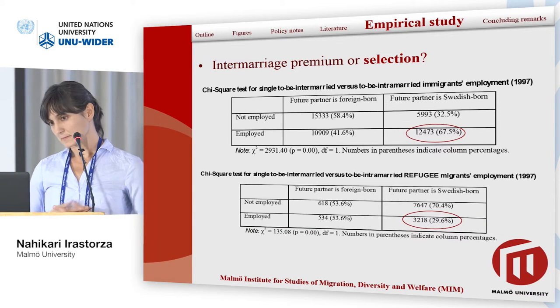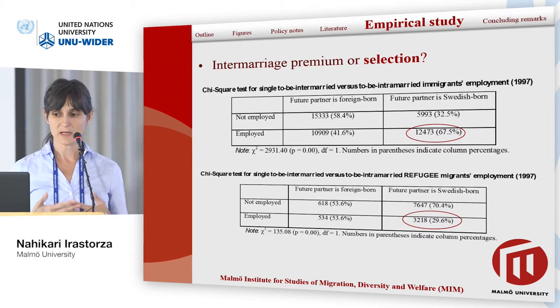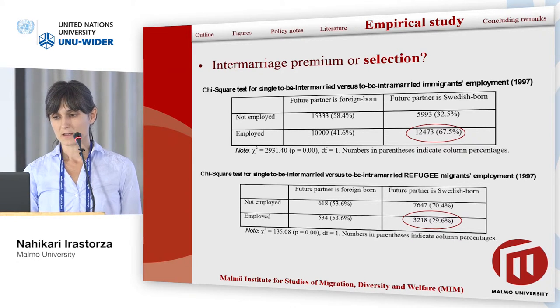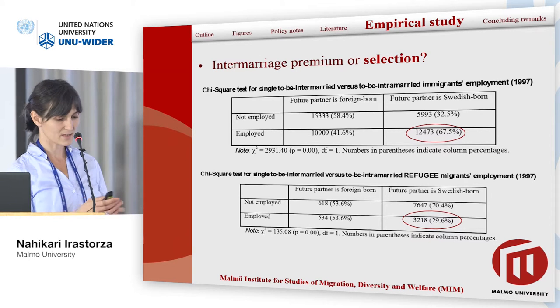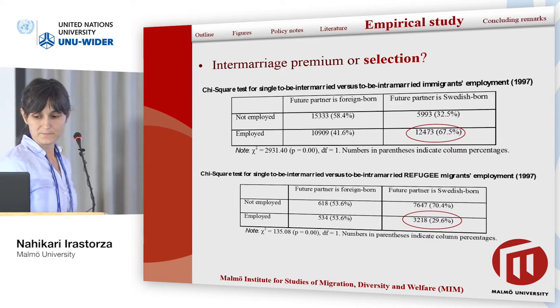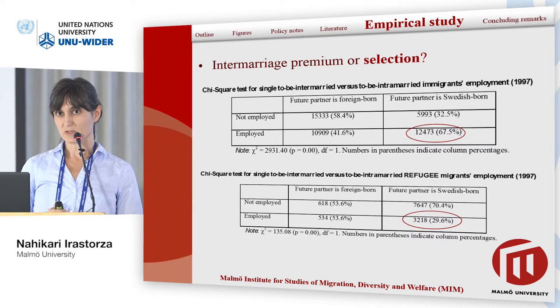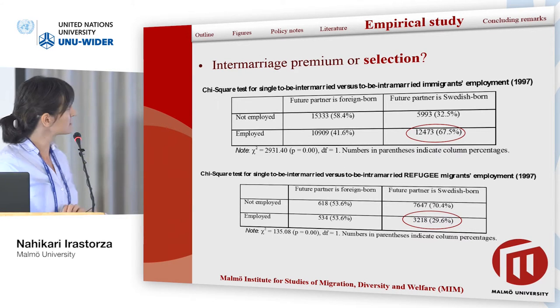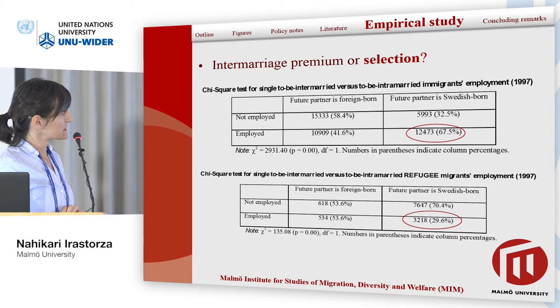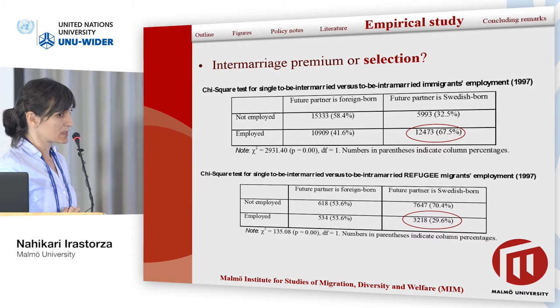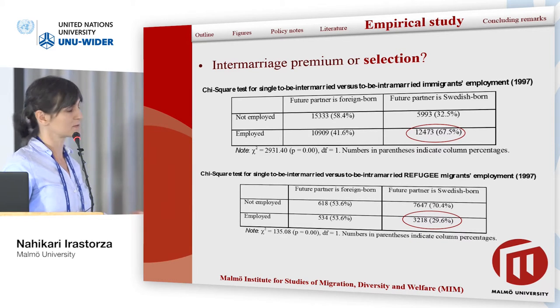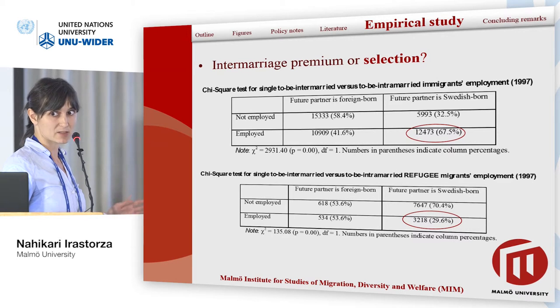So, are these differences due to selection, or is there an intermarriage premium? The first table here shows the employment rates of single individuals who were later going to be intermarried versus intramarried. As you can see, 70% of to-be intermarried single immigrants were already employed in 1997, and this number was only 41% for those who were going to marry other immigrants later. So we can see that there is some self-selection going on here.